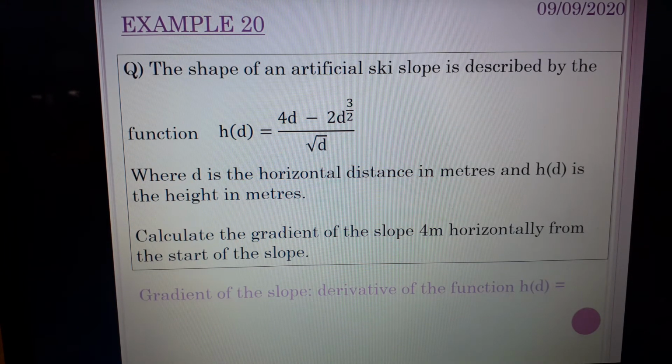Okay, so we know that the gradient of the slope is the derivative of the function, which is going to be h of d, okay? And we're going to be finding the gradient of the slope at the point where d equals 4, which will be h dashed of 4.